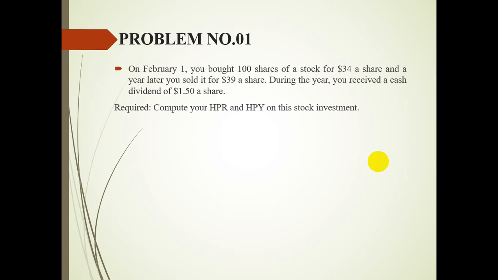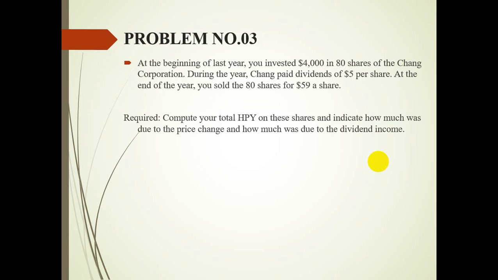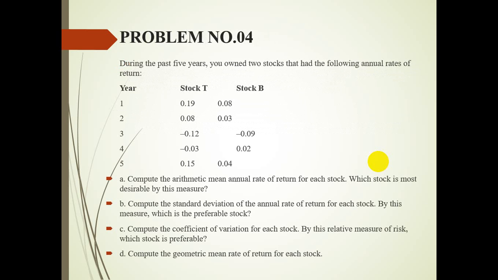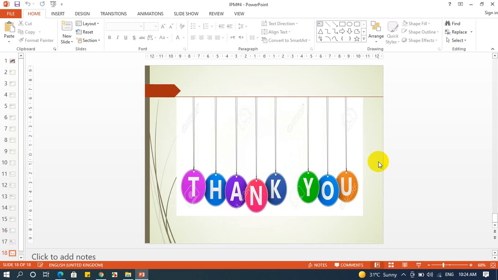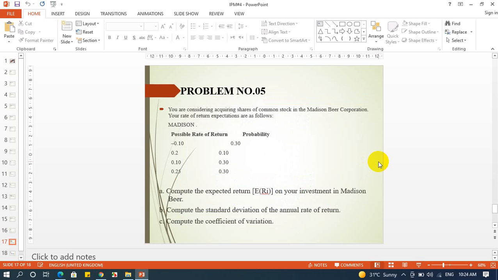So these are different questions given to you. You need to calculate HPR and HPY, and this is how you will do it. Here you need to calculate the arithmetic mean, the geometric mean, then the standard deviation and the coefficient of variation. So these different things you have to do by yourself. These are two questions for your practice.